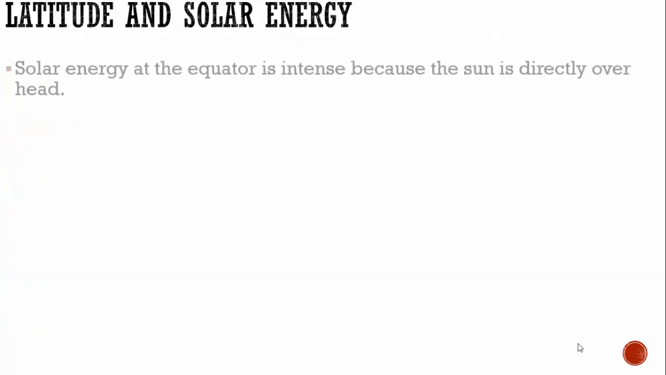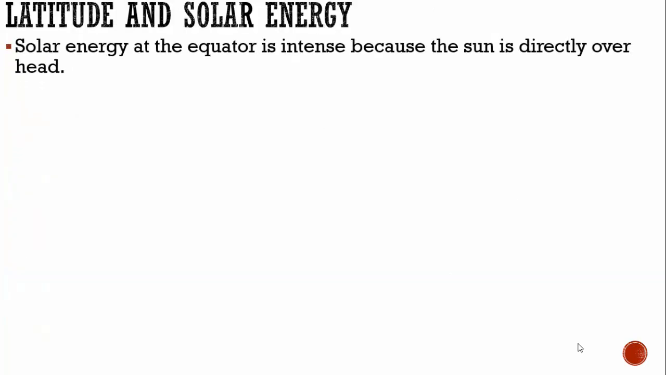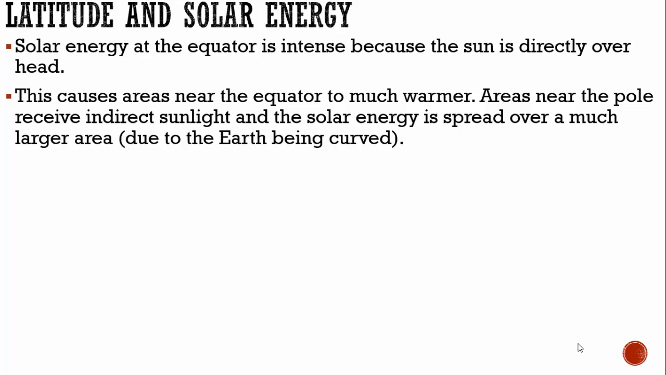All right, latitude and solar energy. Now, solar energy at the equator is intense because the sun is directly overhead. They're receiving direct sunlight. Now, this causes areas near the equator to be much warmer. Areas near the pole receive indirect sunlight, and the solar energy is spread over a much larger area due to the Earth being curved. If you think the Earth is flat, there's nothing I can do for you. I'm sorry, but you're wrong.